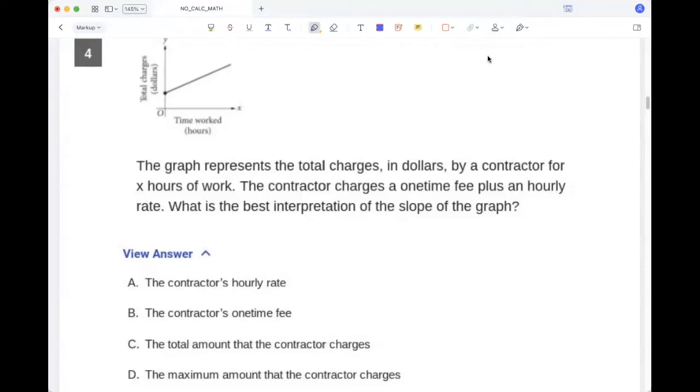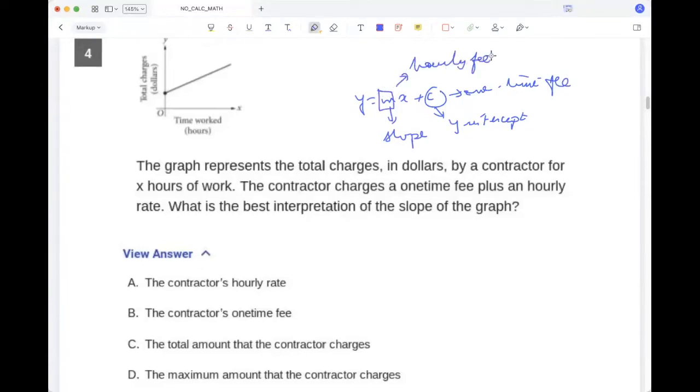The graph represents the total charges in dollars by a contractor for x hours of work. The contractor charges a one-time fee plus an hourly rate. What is the best interpretation of the slope of the graph? So when we plot the line y = mx + c, m is the slope and c is the y-intercept, right? So this is the one-time fee because this is a fixed value that the contractor would charge before he starts the work. And this hourly fee that he charges would be the slope of the graph. So it would be the contractor's hourly rate, option A.